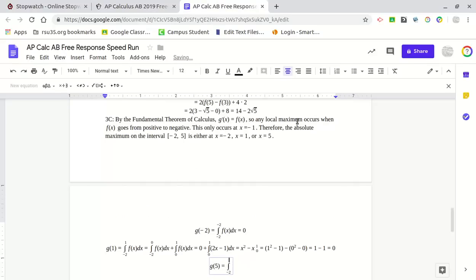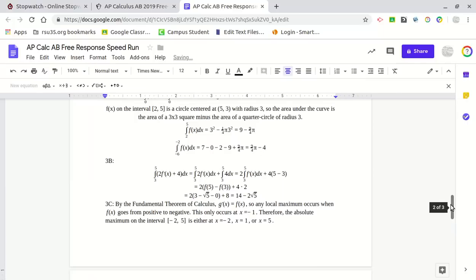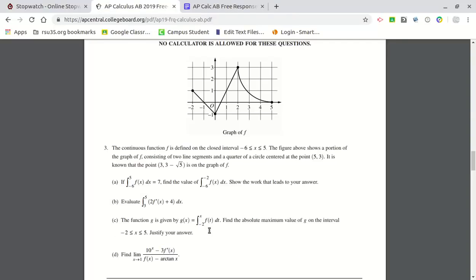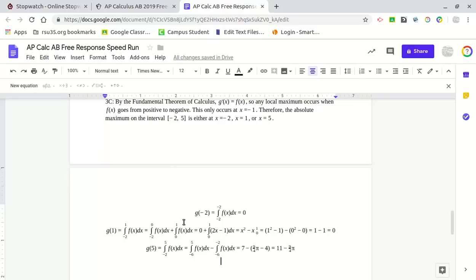Oh, didn't I figure this out. So the integral from negative 6 to 5, because they tell me it's 7, and then I know negative 6 to negative 2, because I did that before. So this is 7 minus 9/4 pi minus 4. So that is 11 minus 9/4 pi, which pi is like 3. So 9 times 3/4 is less than 9. So 11 minus something less than 9 is positive. So g of 5 is positive while these are 0. So obviously g of 5 is the biggest.